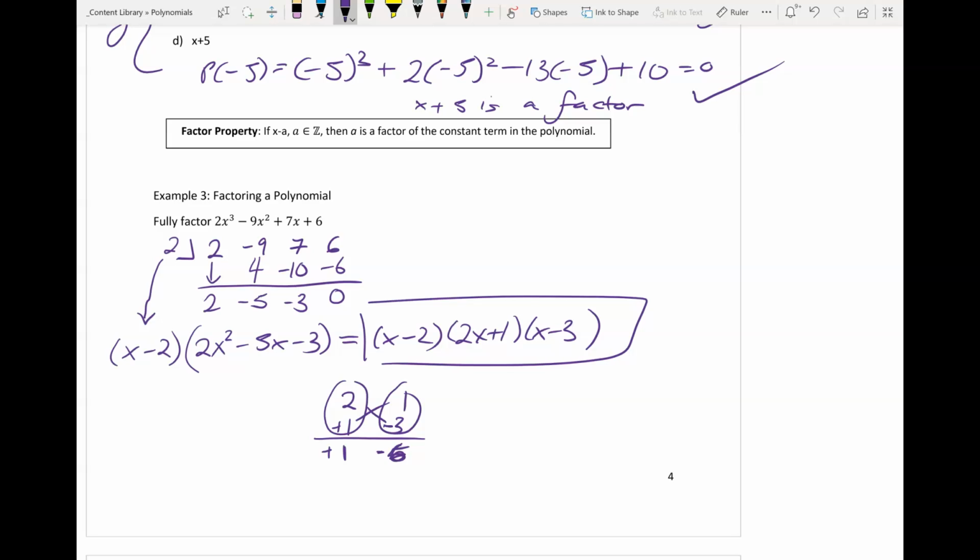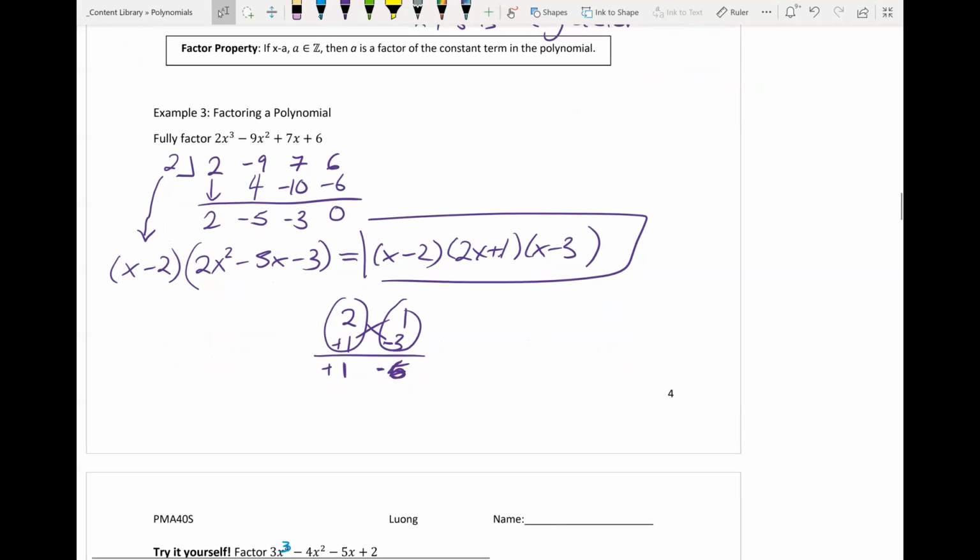So if you have a power of 3, make sure you have 3 factors multiplying with each other. I want you to try it yourself on the next page. Please change that 4 to a 3. That's a little typo there. And then go ahead and try to factor that using synthetic division.